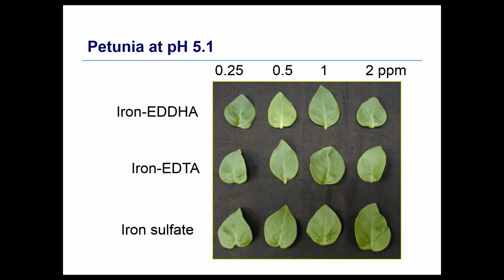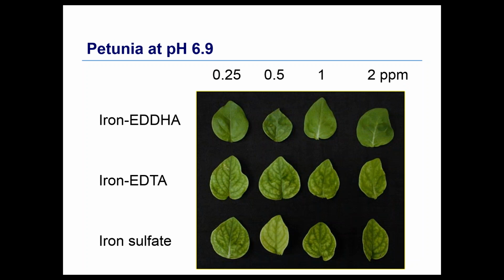So I'm just going to show you some photos here to make some points. The first one is that if you think about petunia here at a pH of 5.1, you can see that because the pH is low, it didn't matter much the concentration or the form of iron that we use, right? So pH plays a big important role in here, right? If the pH is low, it doesn't matter what iron source you're using. If the pH is high, at a pH that the petunia doesn't like, you can see that, first of all, the iron form plays a role.